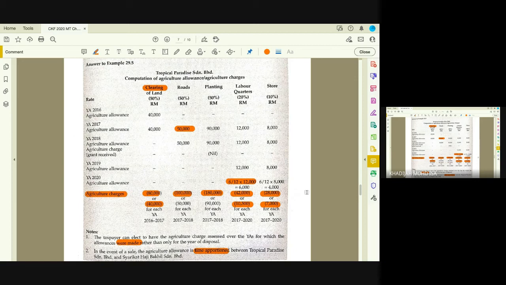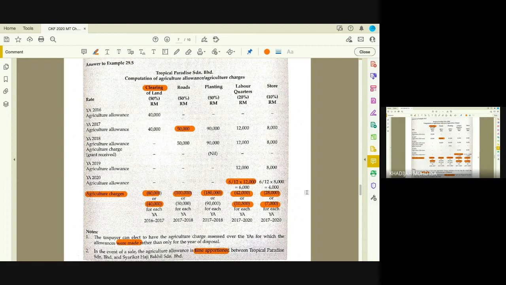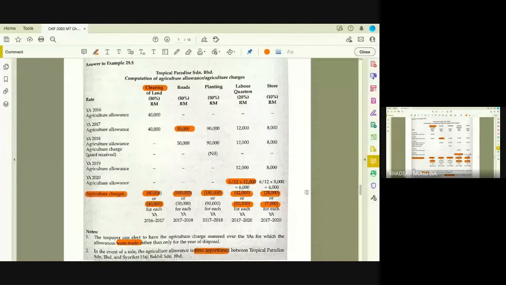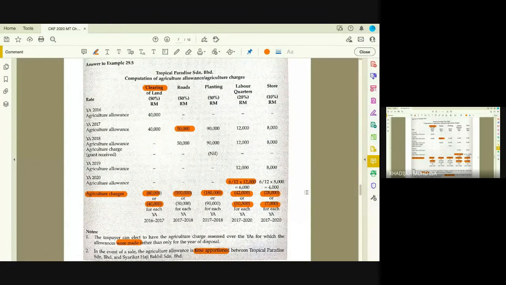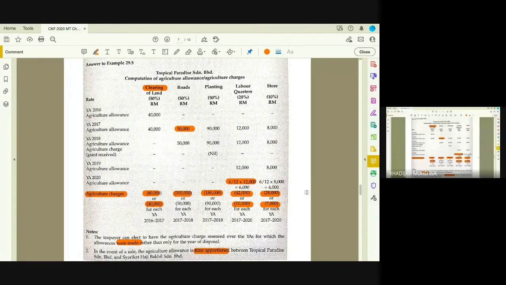Does that answer your question? Yes, madam. Thank you. Other question before we go into new topic? Yes, madam. For this question, they disposed before 4 years, right? Within 5 years. No. In this question, they disposed before the 4th year, right? Okay.